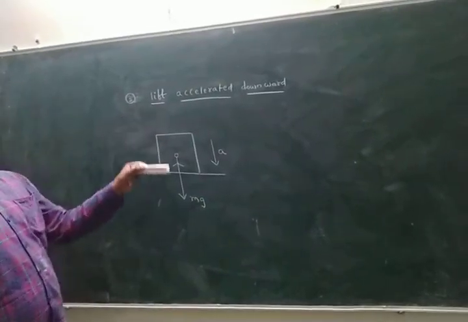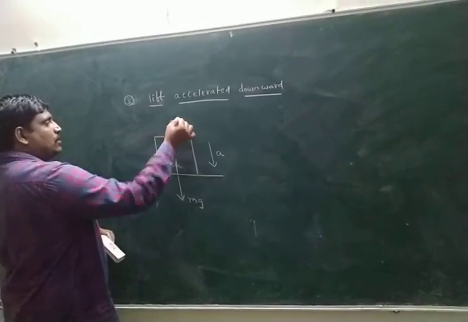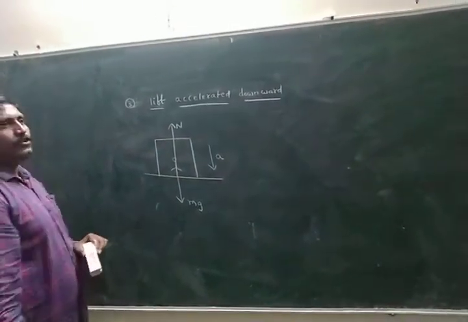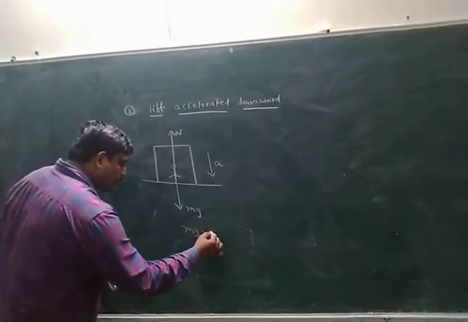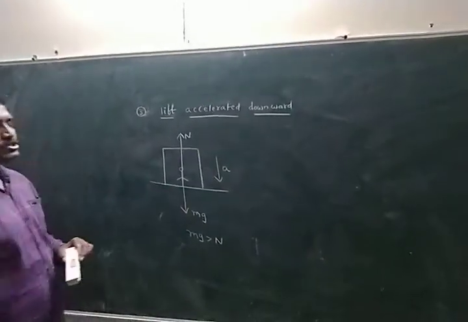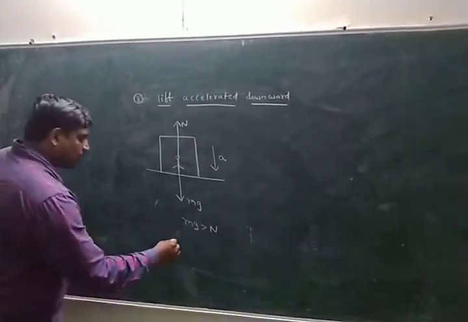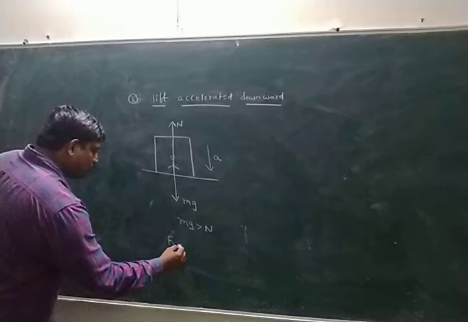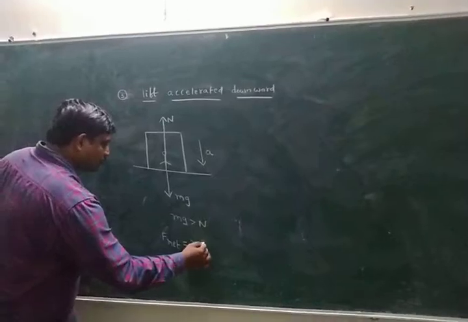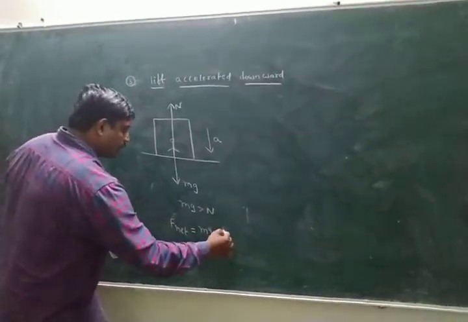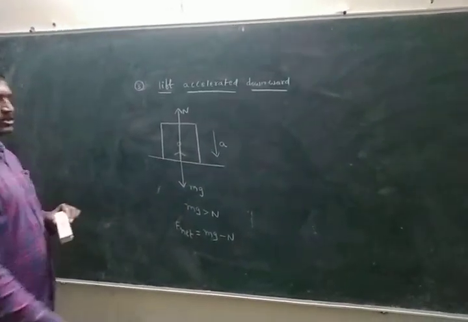Body says action, floor says opposite reaction. In the situation, lift moving downward, here the downward force is more compared to the upward force. mg is more compared to the normal reaction. What is the net force? Always write larger minus smaller. Here, write the larger force first, the smaller force next. Both are in opposite directions, so minus.